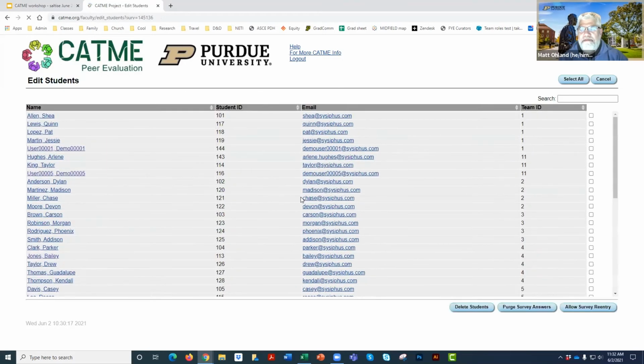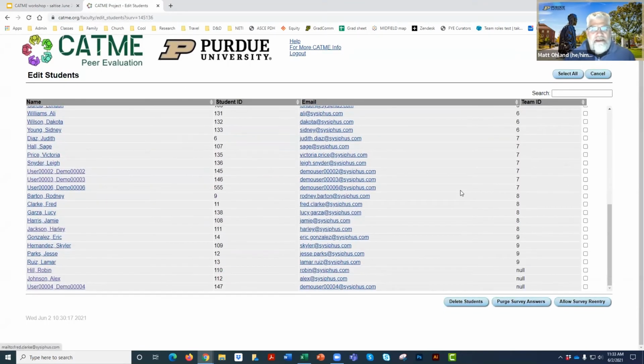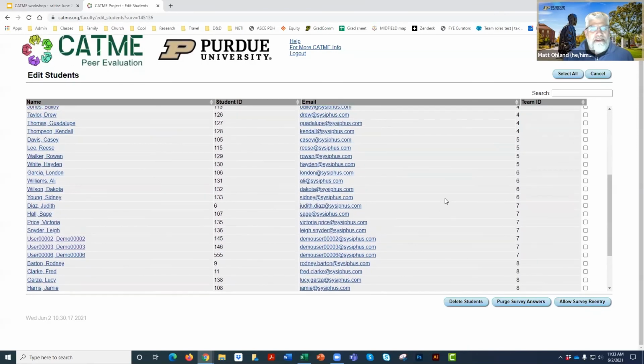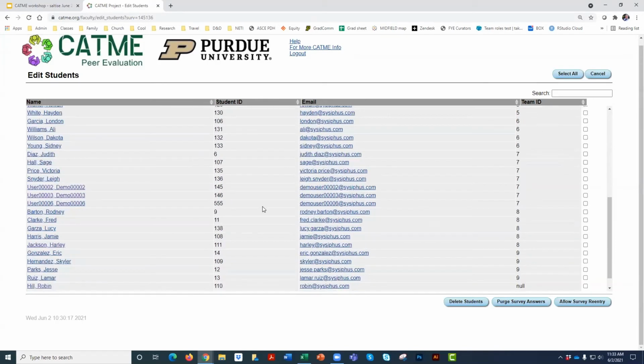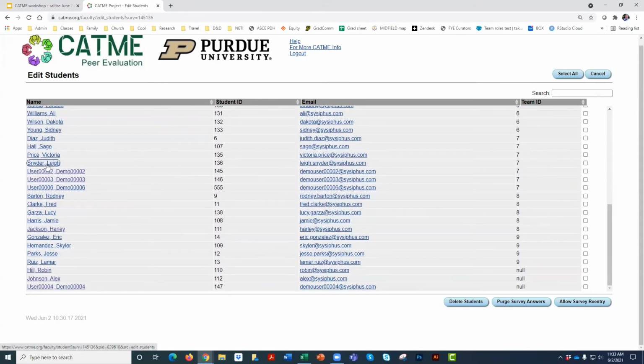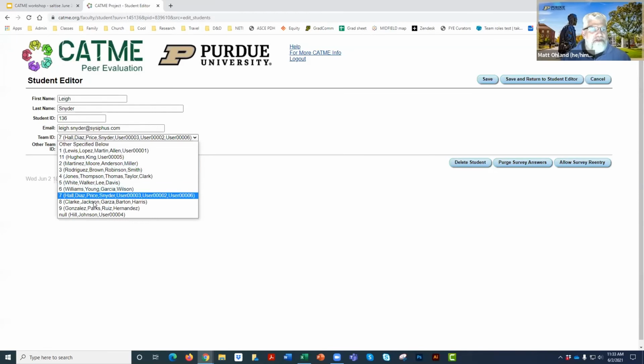Let's see. Who were the people that didn't show up? All the non-demo named people. I'm demo 3, and then there's demo 2 and demo 6. I wonder what happens if I try to change this on the fly.